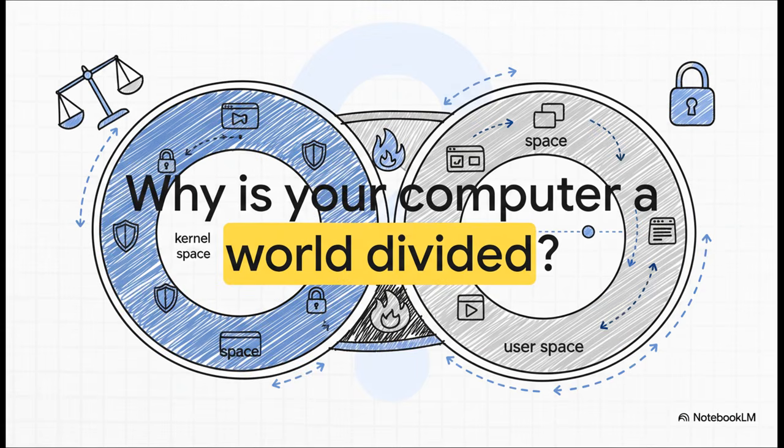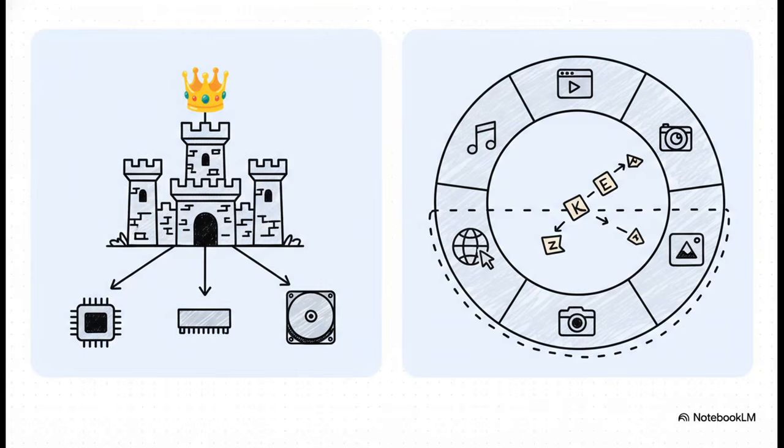So, what's the big deal? Why not just have one big program run everything? Why go to all the trouble of building this wall in the first place? Well, as you're about to see, this separation is the secret sauce that lets modern operating systems be both incredibly stable and secure. So here they are, our two worlds.